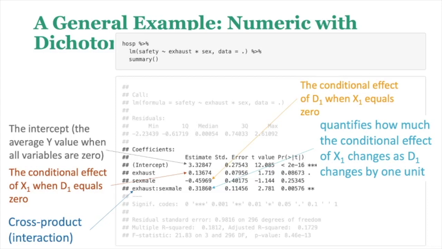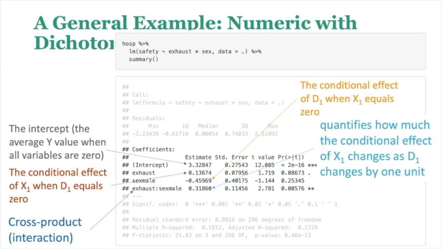So if we're female, then we plug in a 0 for the sex male, and that one drops the 0.318. So we're just left with a 0.136 for exhaust. But when we're male, we plug in a 1, and so now we have exhaust with the 0.1367 plus 0.318. So when we're male, the effective exhaustion is a lot bigger.